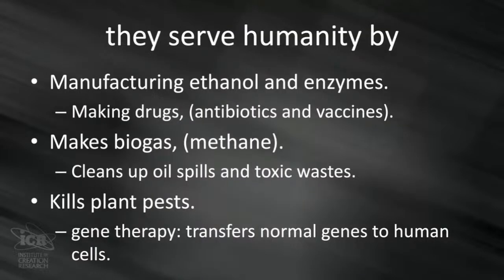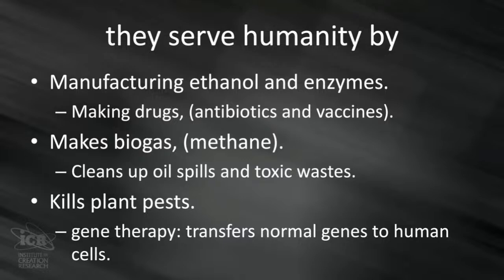Okay, how do they serve humanity? Well, they manufacture ethanol and enzymes. So when ethanol is produced in factories, well, beer and wine, of course, are the best examples. To produce quality, good beer, you have to have the right bacteria. And if you don't, you're going to end up with some poor wine. In fact, they have to check the bacteria constantly to make sure the bacteria producing the wine, or the beer, is of the type necessary to produce the flavor that they want.